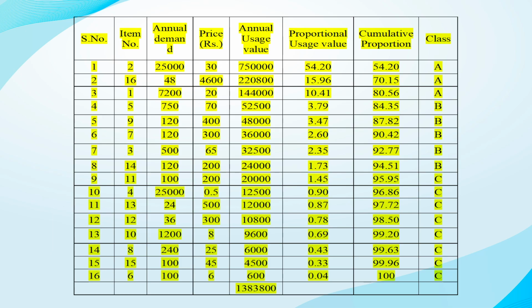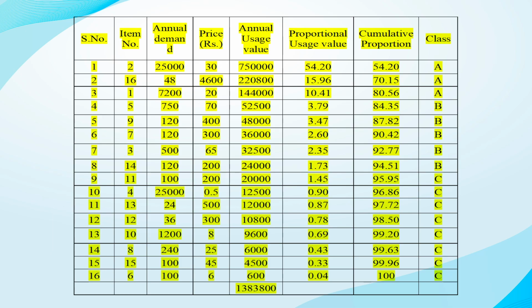From there we can see the proportional usage value and the cumulative value. If the cumulative proportion is there, then the items with 54% are A items, and this 15% usage value with a 70% cumulative value is also an A item, and the 80% cumulative value is an A item. After that it keeps decreasing. When the proportional usage value is less than 10, it is B, and if less than 1, then it is C.